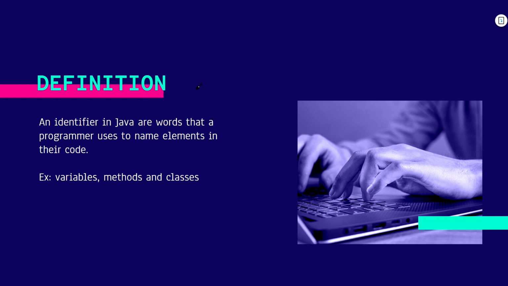So let's start with the definition of an identifier. An identifier in Java is a word that a programmer uses to name elements in their code, such as variables, methods, and classes. Variables, methods, and classes in Java have a name, and the name of the variable, method, or class is the identifier. So the identifier is nothing else but the name of a variable, method, or class.